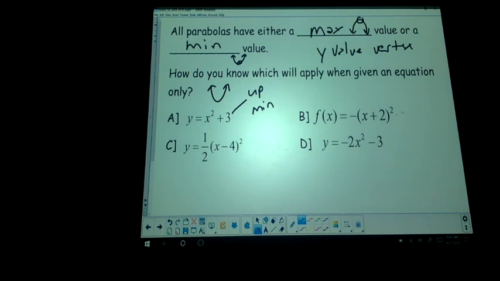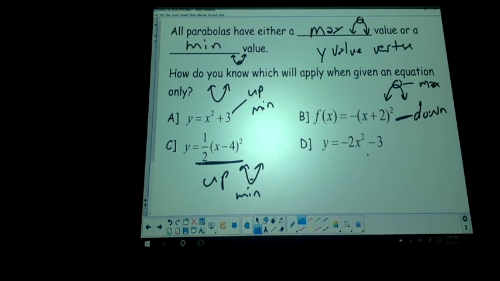What about this problem right here, letter B? Does it open up or down? Down. So do we have a max or a min? We have a min, or a max, excuse me. That top value there, my y component there, is a maximum value. What about this one? Does it open up or down? Up. So do we have a max or a min? We have a min. Again, the y component of my vertex will dictate the maximum or minimum, depending on if it opens up or down.